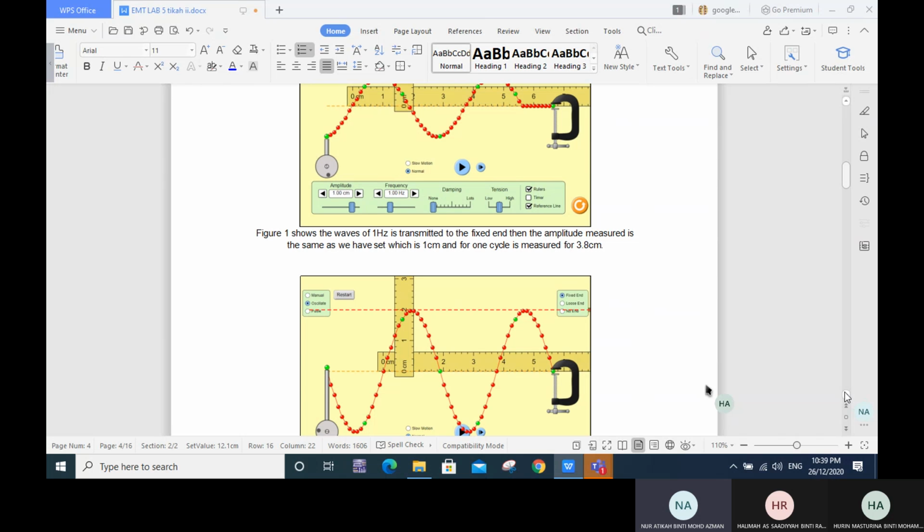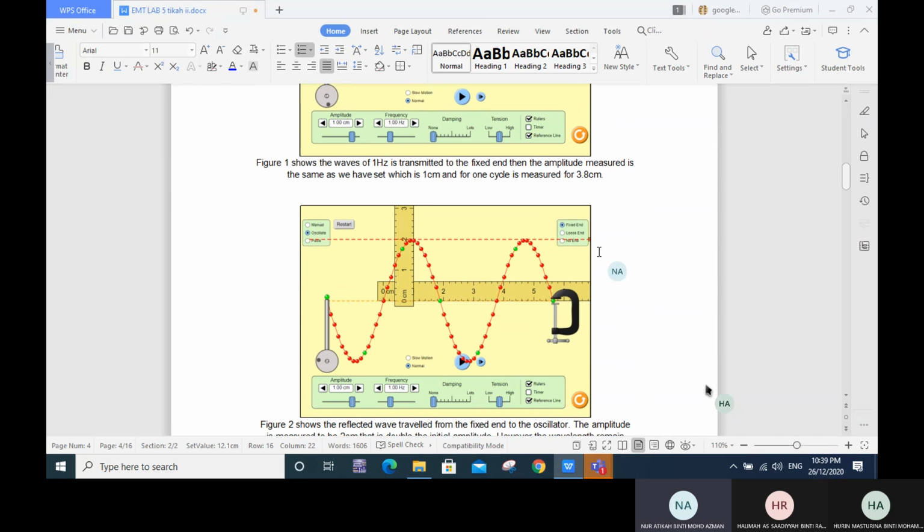The wave will reflect back and move towards the oscillator, but there is a change to its amplitude, which is amplified to 2 centimeter. We use the reference line and the ruler to measure the changes to its amplitude and the length for the 1 cycle. However, after it is reflected, the wavelength remains unchanged, that is 3.8 centimeter long.